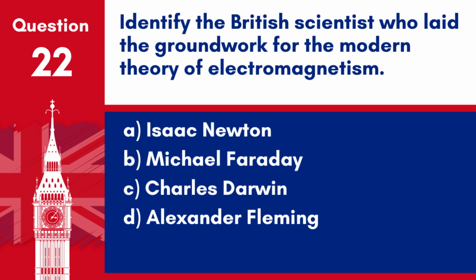Question 22. Identify the British scientist who laid the groundwork for the modern theory of electromagnetism. A. Isaac Newton. B. Michael Faraday. C. Charles Darwin. D. Alexander Fleming. Answer: B. Michael Faraday. Michael Faraday is the scientist credited with laying the groundwork for the modern theory of electromagnetism.